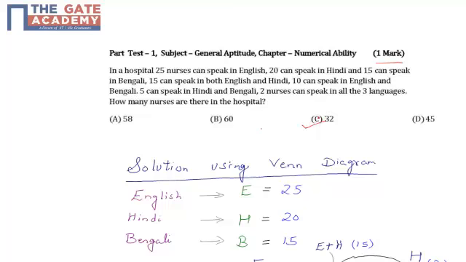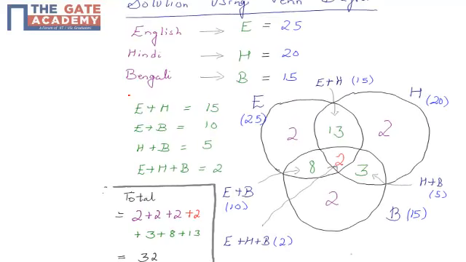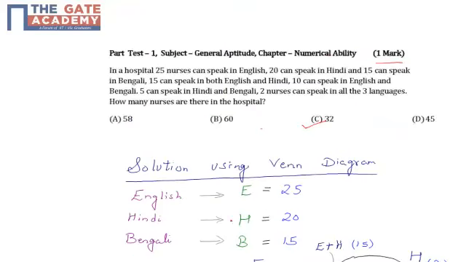Whenever we are given such kind of question, we would solve this using a Venn diagram. So in our case, we got the final answer as 32. That is our option C.